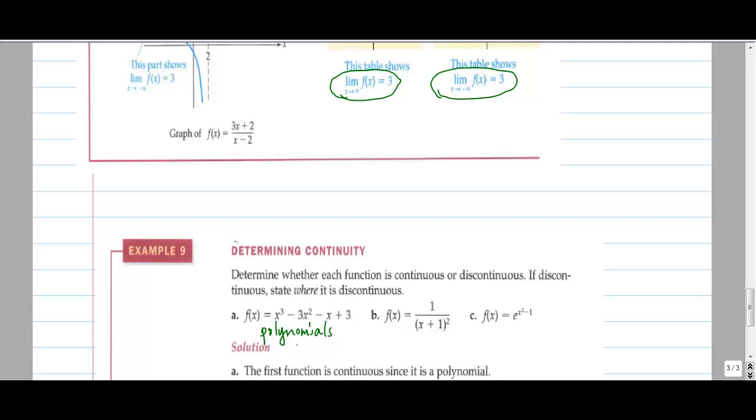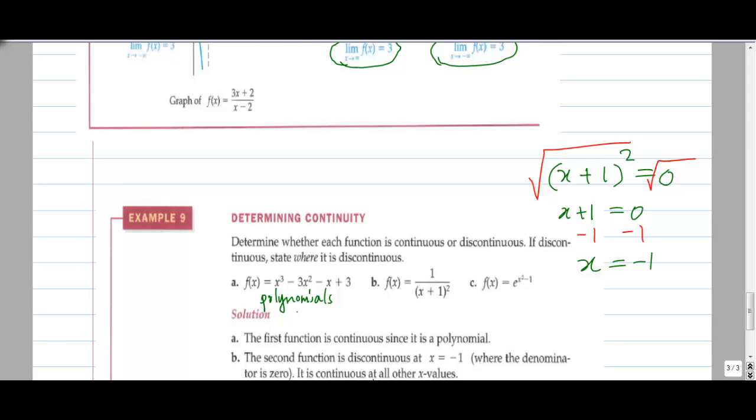The second function is a rational function. We know rational functions are not continuous where the denominator equals 0. So let's find where the denominator equals 0. First I set the denominator equal to 0, get rid of the square, so I'm going to square root both sides. Then I'm left with x plus 1 equals 0. Then I subtract 1 from both sides, and I get x equals negative 1. So part B is continuous everywhere except where x equals negative 1. That's where they got these values.